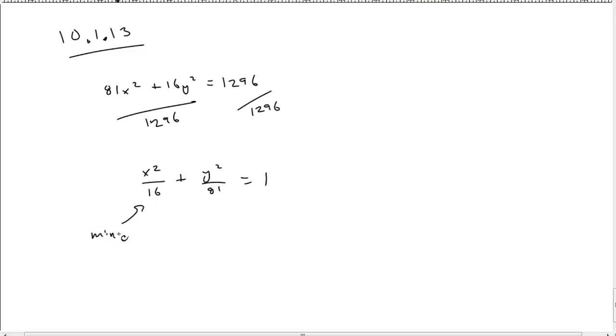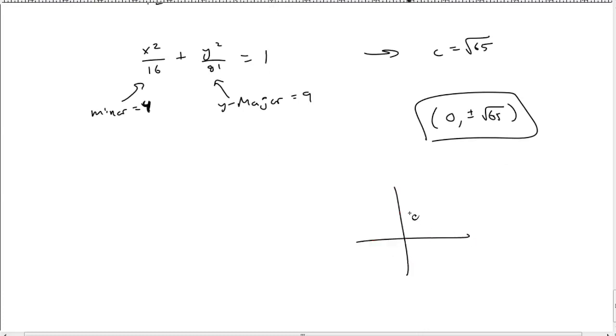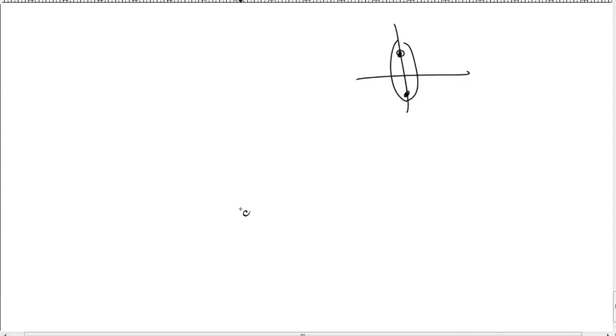Notice again that we have an x minor, that's a 4. And I have a y major, that's a 9. And basically we get the same thing as last time, square root 65, because it's a y major though, we're going to put it in the y values. There you go. And like we just had one of these, there's the answer. The main idea though is that if you don't have a 1, you need to divide it on the other side to get a 1. That was the reason I did the problem.